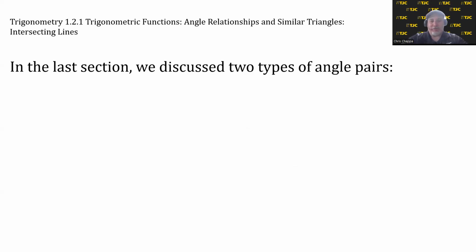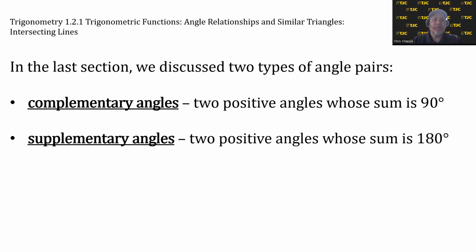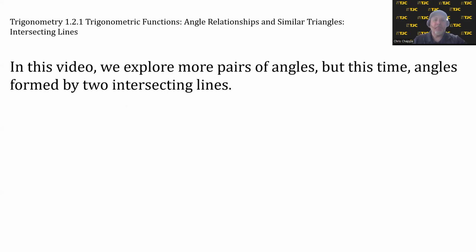In the last section, we discussed two types of angle pairs. One was complementary angles, two positive angles whose sum is 90 degrees. Recall that complementary angles, when together, form a right angle. And supplementary angles, two positive angles whose sum is 180 degrees. Recall that supplementary angles together make a straight line, a straight angle, if you will. In this video, we explore more pairs of angles, but this time, angles formed by two intersecting lines.